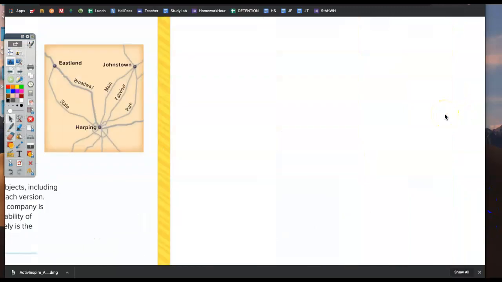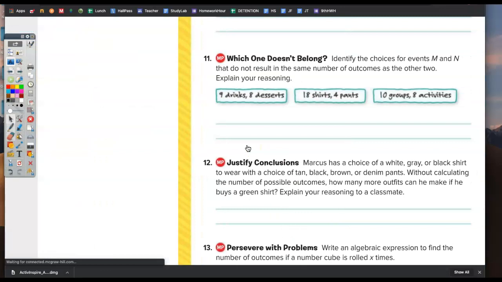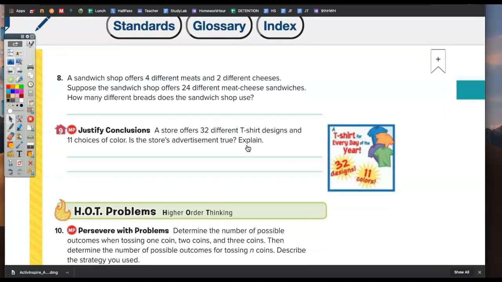All right, the next page. Sorry about that. All right, the next page.